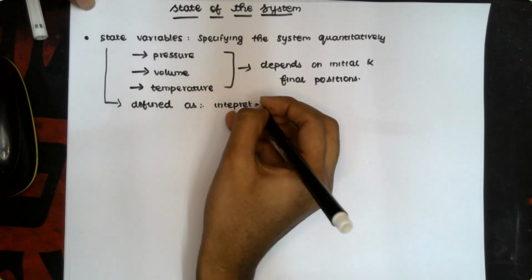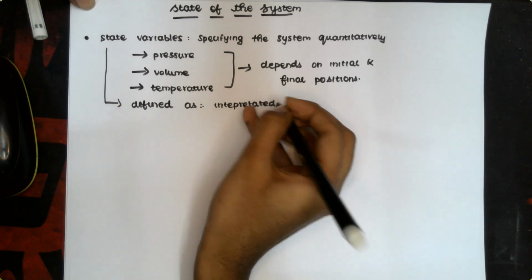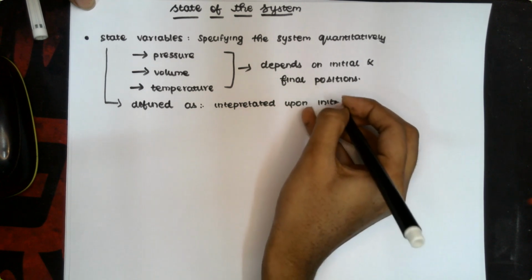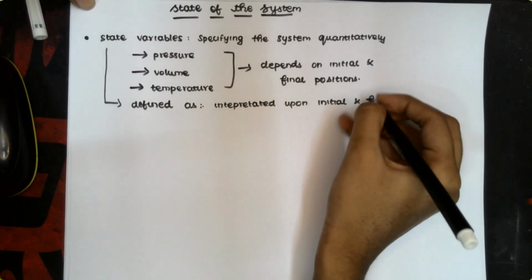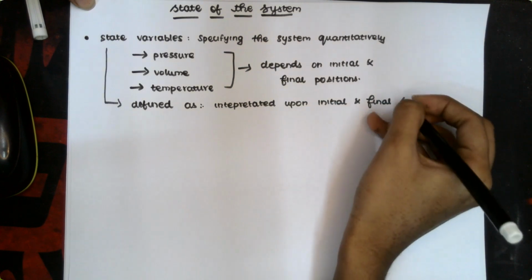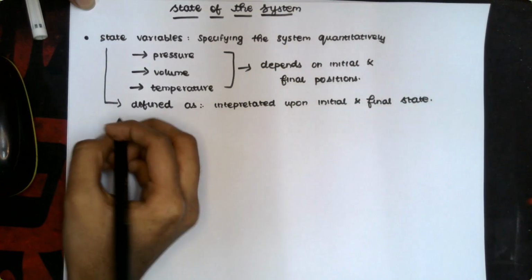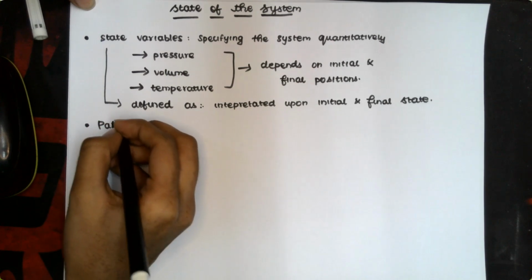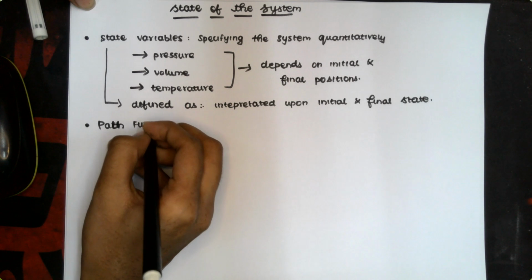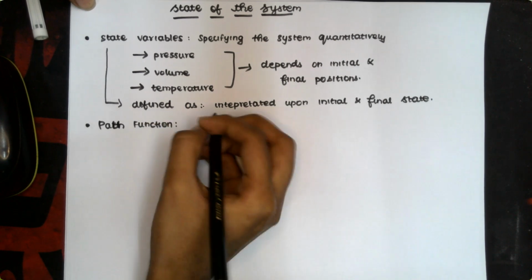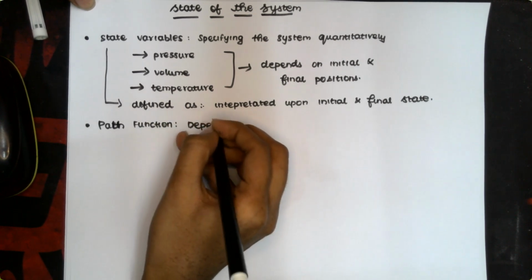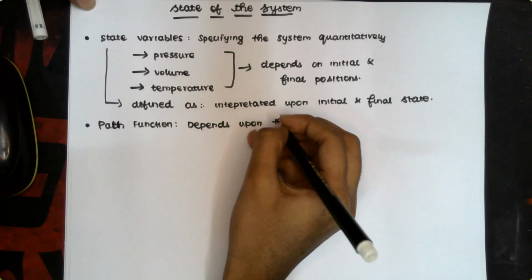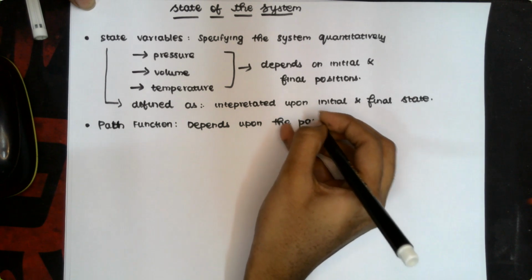So what do you mean by state variable? It depends on the initial state and final state only. Similarly, we have path function also. What is path function? Path function is the one which depends on the path of the system and not on the initial state and final state. Do you understand? So what is state function? It depends on initial state and final state. What is path function? It depends on path and not on initial and final state.